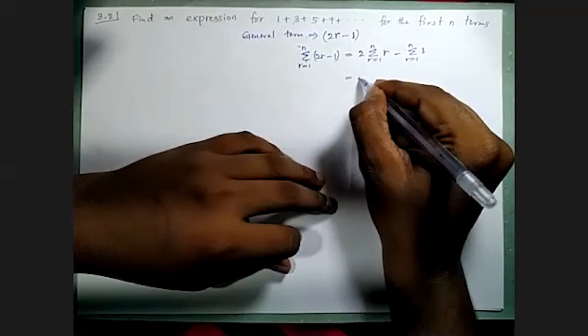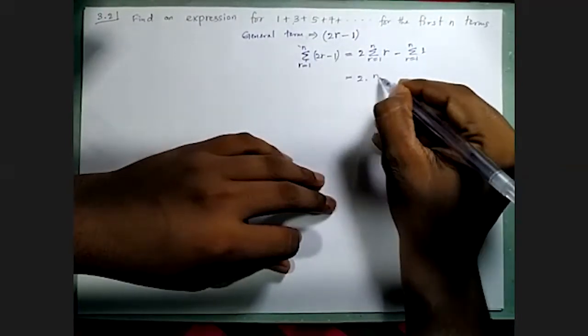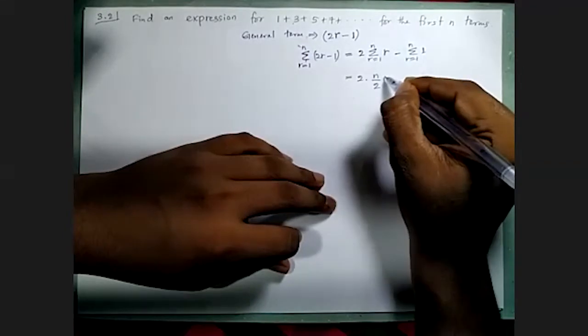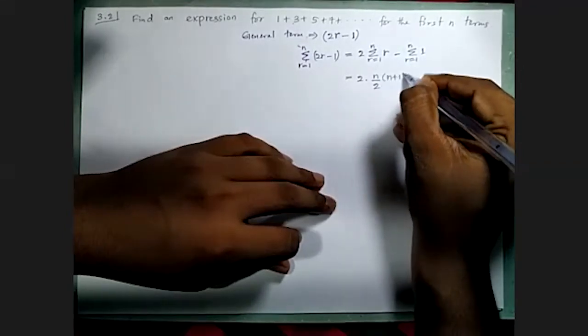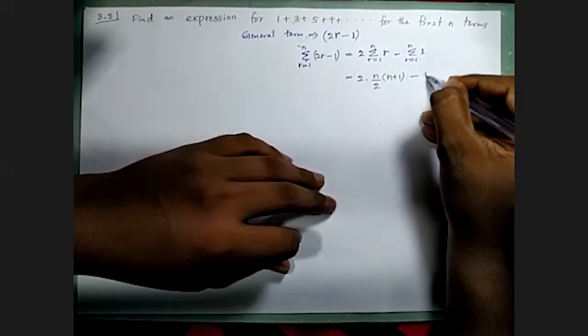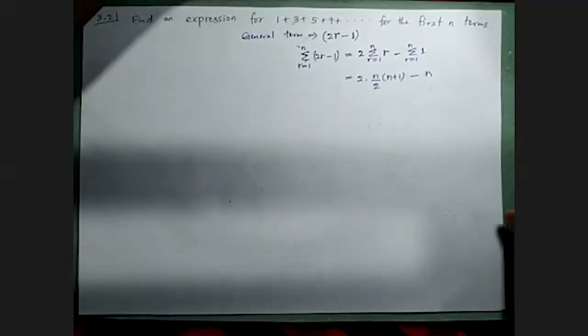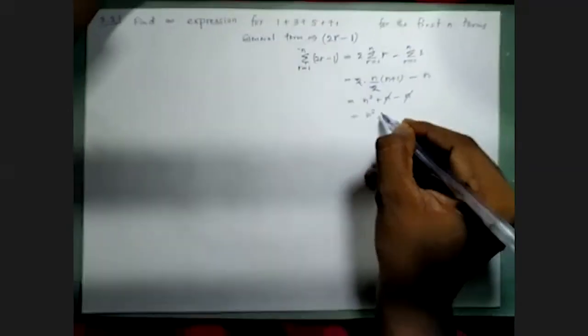Now apply the theory. 2 times sigma r equals 1 to n of r. From the previous theorem we know it is n by 2 into n plus 1, minus sigma r equals 1 to n of 1, which is n. Okay, now simplify. Cancel 2. We have n square plus n minus n. N gets cancelled. Answer is n square.